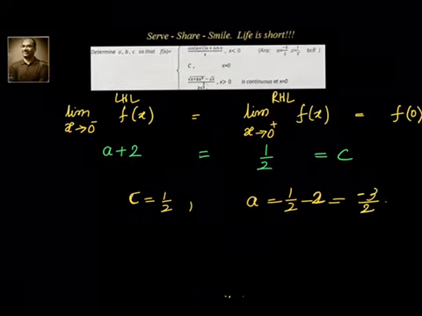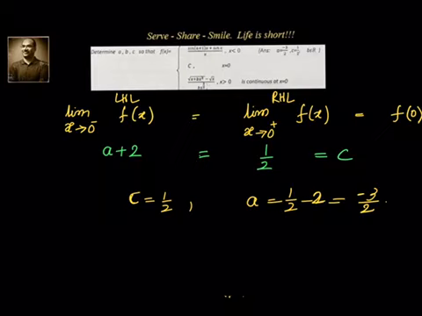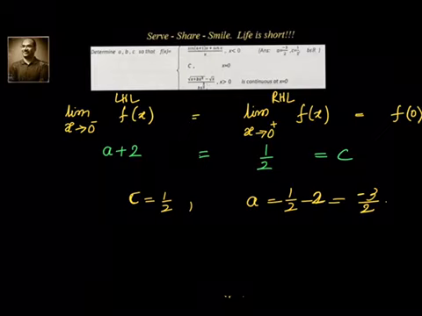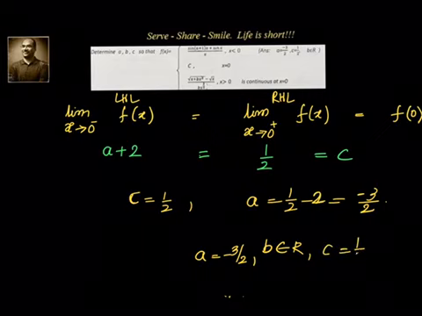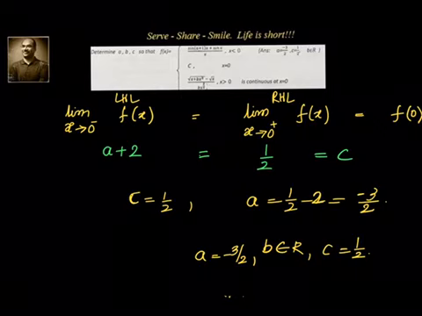And what about b value? When we did right hand limit, we understood that b is cancelling out. That means whatever may be the value of b, b will take any value throughout real numbers. So can we say b is any value from R? So a equal to minus 3 by 2, b can be any value, and c is equal to 1 by 2.